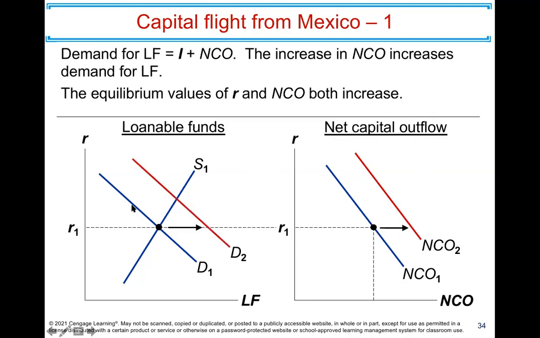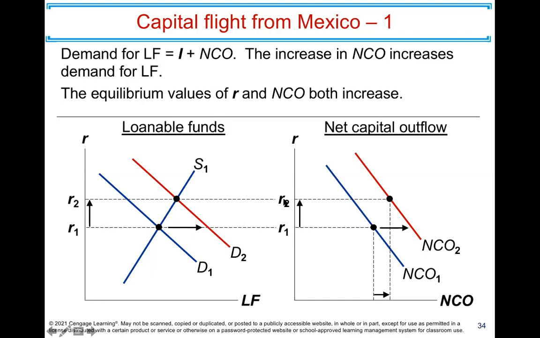But we know that demand, this D curve right here, has two components. It has domestic investment, I, and it has NCO as foreign investment. So this demand curve is not just domestic investment, it's also domestic and foreign investment or foreign purchases, really. So we know that if NCO increased and NCO is baked into D, well, we have an increase in D as well. And if that's the case, we know that we have a new equilibrium interest rate, this new R2.